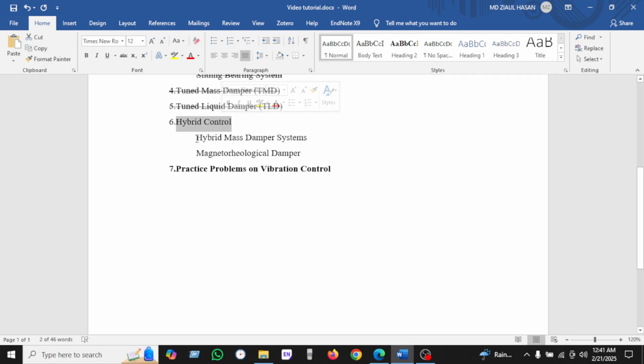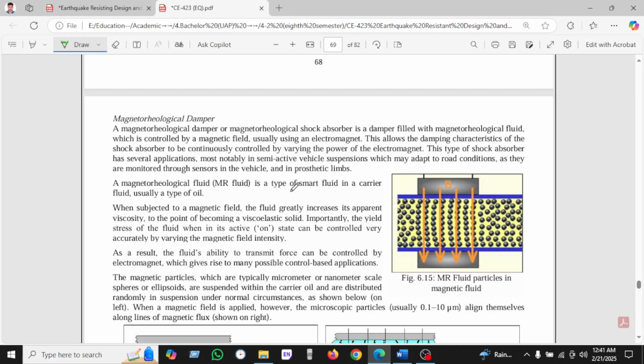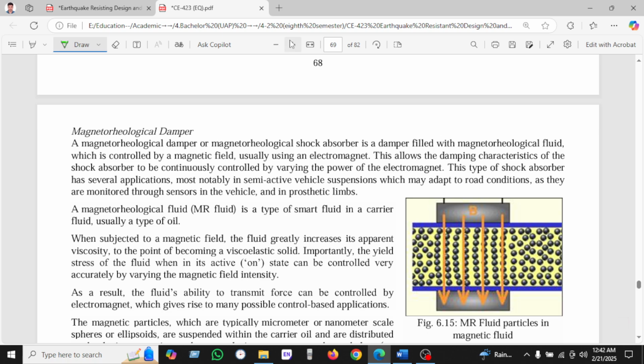In hybrid control, there is the hybrid mass damper system and the magnetorheological damper. So these are the introductions. Now we'll see the magnetorheological damper system. So let's see. Here is a magnetorheological damper system, and MR fluid particles in a magnetic field. We can see here a magnetorheological damper.